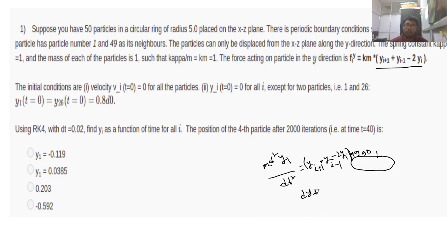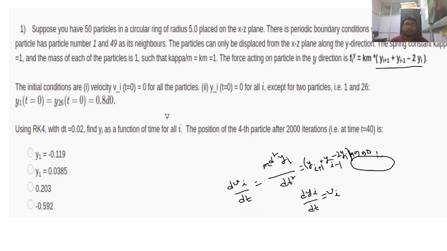Then what we can do is transform it to two coupled first order equations. Let's say dyi dt is assigned as vi, the velocity of the ith particle, and then we can tell that this one is equal to dvi dt, right? So we again have two equations, but this time for a particular particle we have two equations, and we have a total of 50 particles, and we have to calculate the equation of motion for all the particles as the iteration is going on.